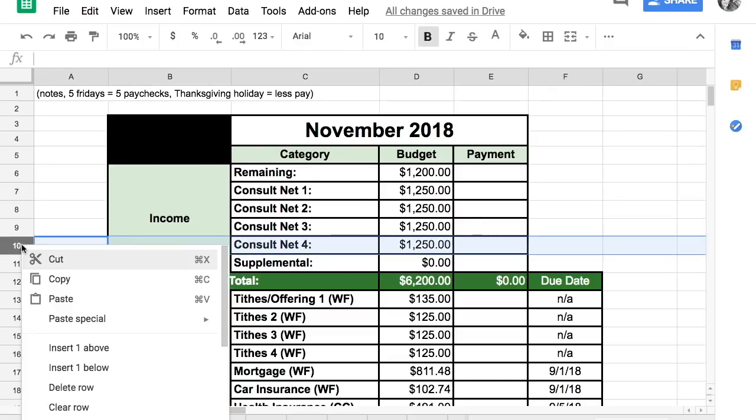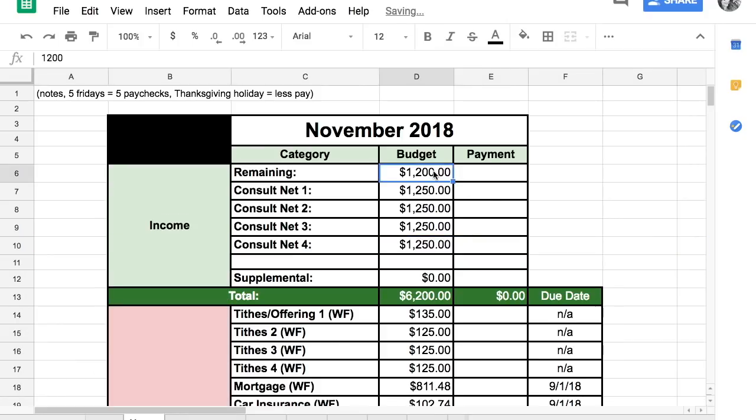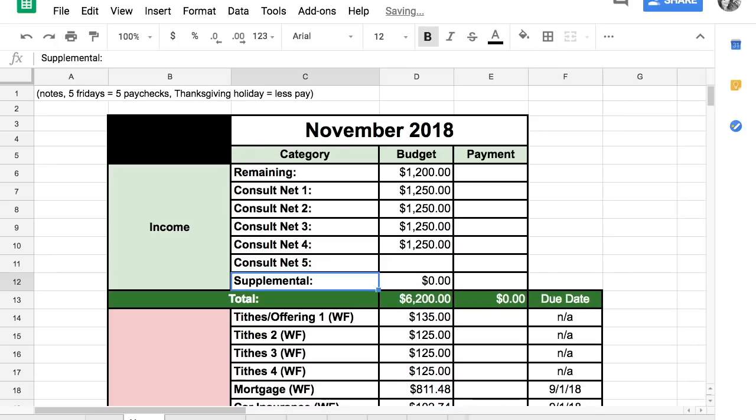Okay, so we are going to keep $1,200 back again for the beginning of the month. November is exciting because it is a 5 Friday month, which means that we will get 5 paychecks. So my notes up here say that it's 5 Fridays, which equals 5 paychecks, and then Thanksgiving holiday will be less pay, and I also found out today that my husband has Veterans Day off. So I need to factor in a few of those things.